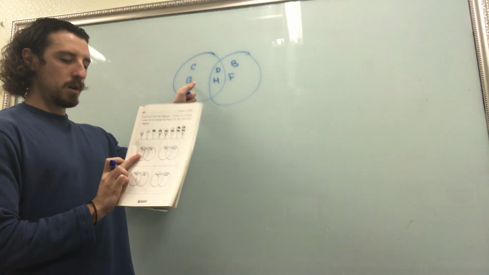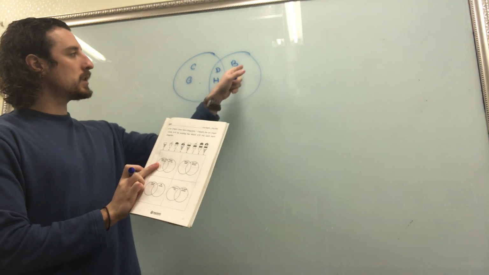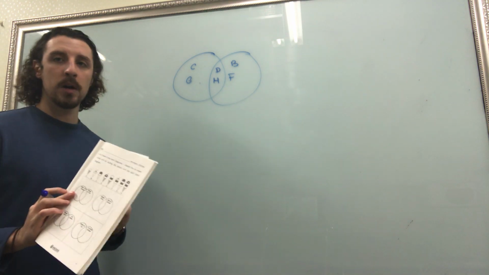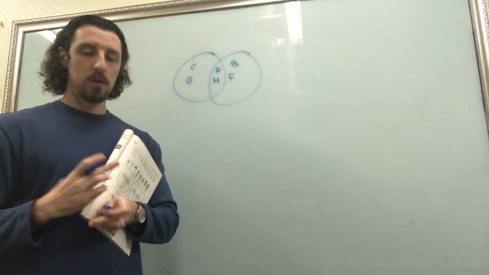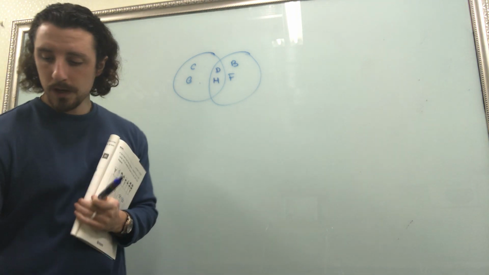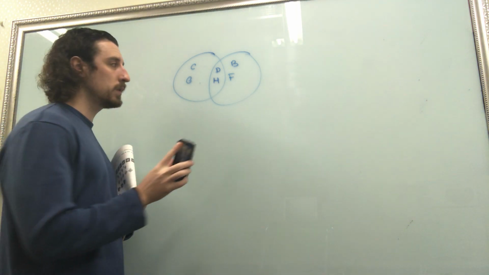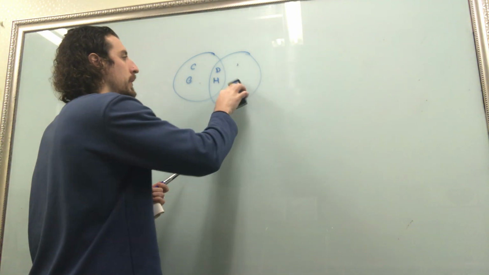Okay, so this is the answer for number 1, okay? C and G are on the even number of scoops, B and F are on the cherry on top, and D and H are in the middle because they have both, all right? So make sure you have that written, and then we're going to do the next part, okay? So pause if you have to. Okay.